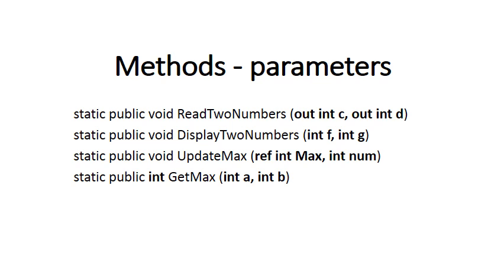So I'm focusing on methods and specifically the different kinds of parameters that you get in C#. You'll see the read to numbers have out parameters. Display to numbers have the default parameters, or sometimes we call them in. Update max has, the first one is a reference or ref parameter, and then the fourth one is where we return data via the method itself. So the getMax is not a void method, it's an int method. We'll look at each one of these separately.